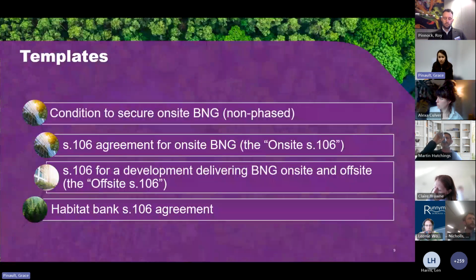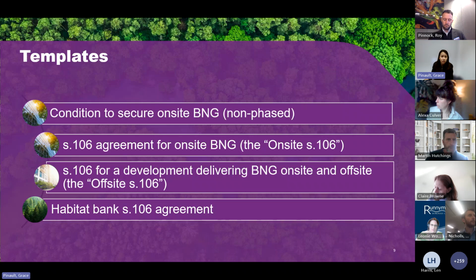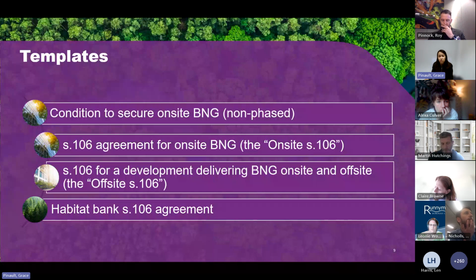So the templates, when you think of the toolkit and those 3 scenarios, you have 4 resources that are available to you. The first 2 should be treated like a pair. So the first is the condition to secure on-site BNG for non-phase development. The template for the condition also includes our interpretation of what the statutory condition is. It's there just purely as informative, but it's not there to suggest that you apply that or put it into your decision notices. That condition secures the ongoing maintenance and monitoring of the on-site biodiversity net gain.